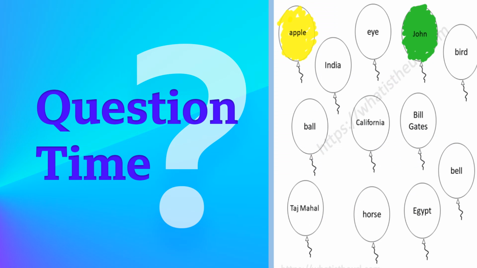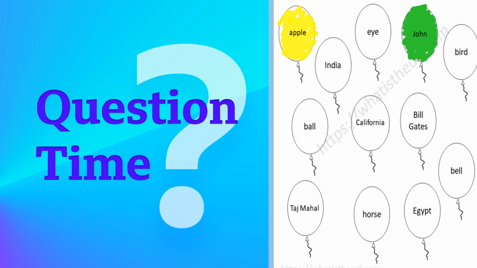And now it is question time, right? So here are a few balloons. You have to identify which is a common noun in this and which is a proper noun in this. I have painted yellow for a common noun and green for the proper noun. Now you don't have to paint, because you can't paint on the phone.